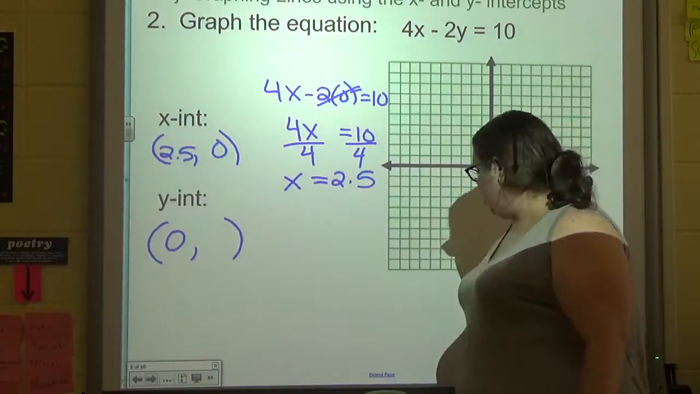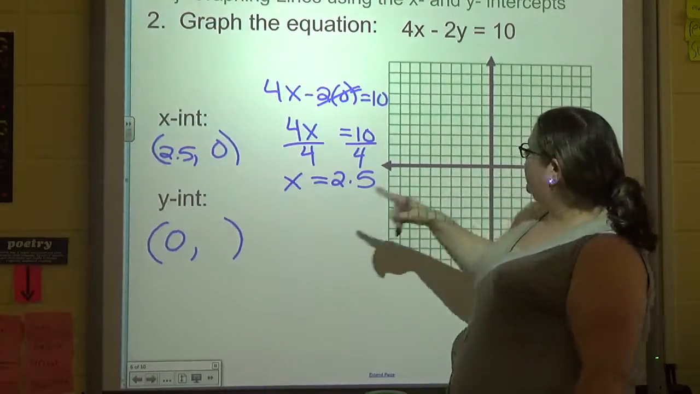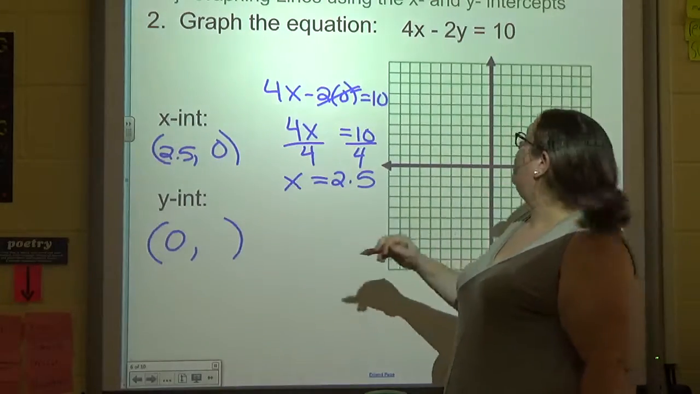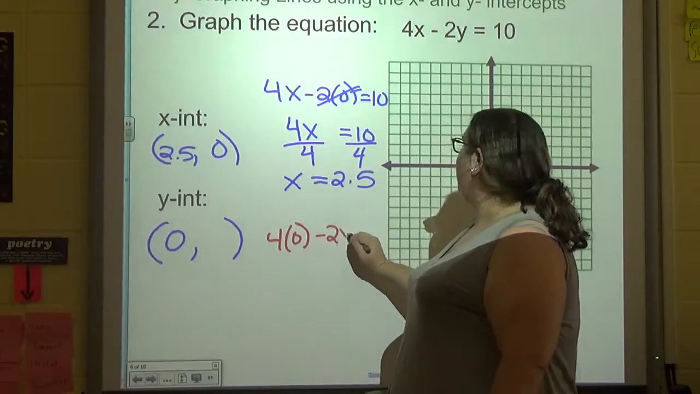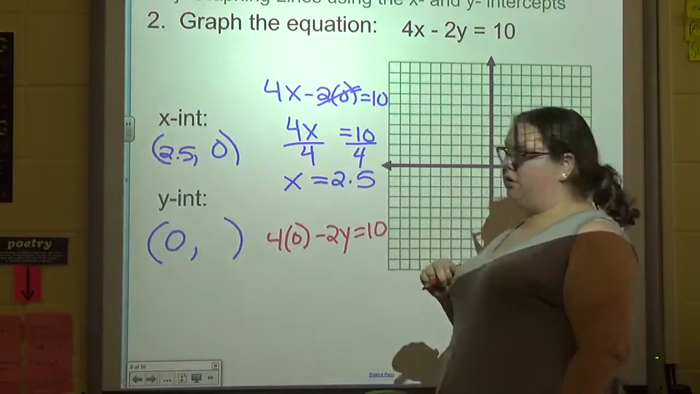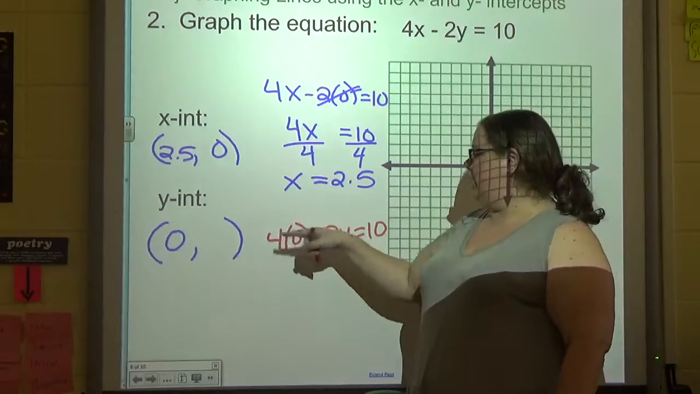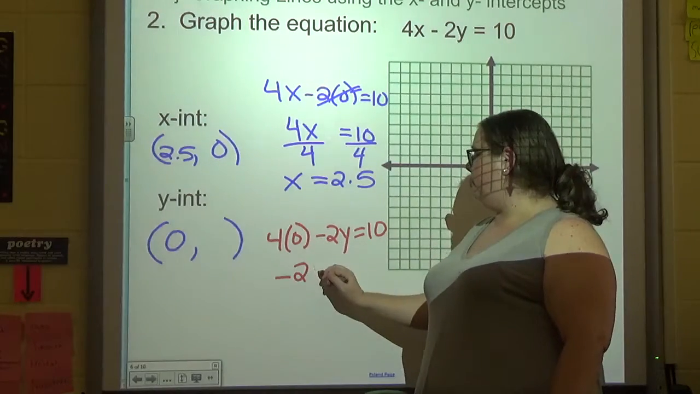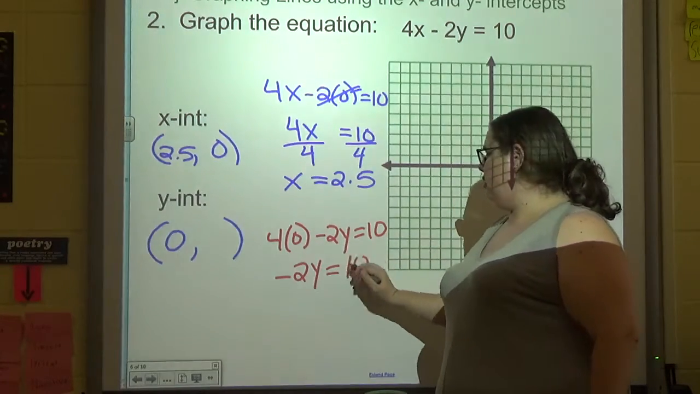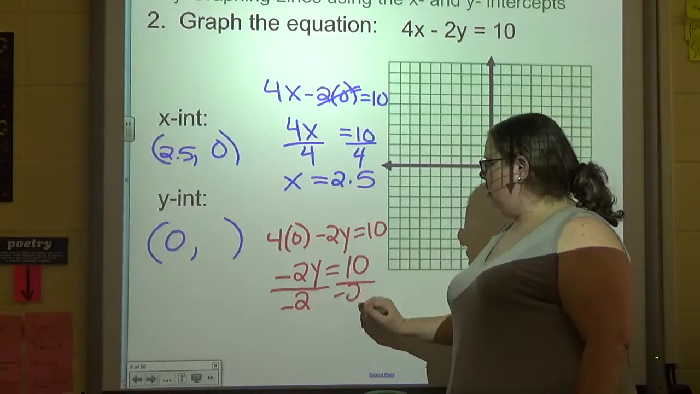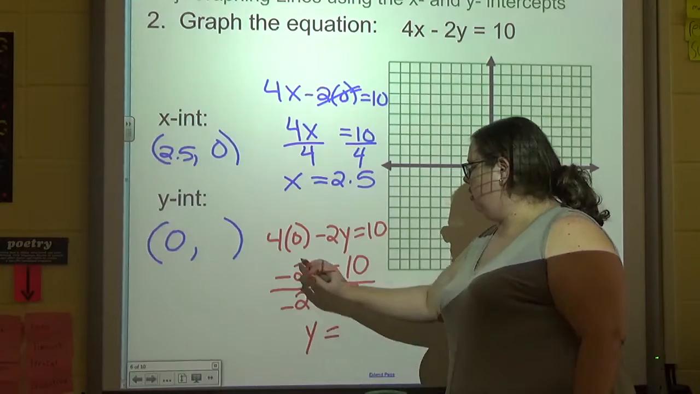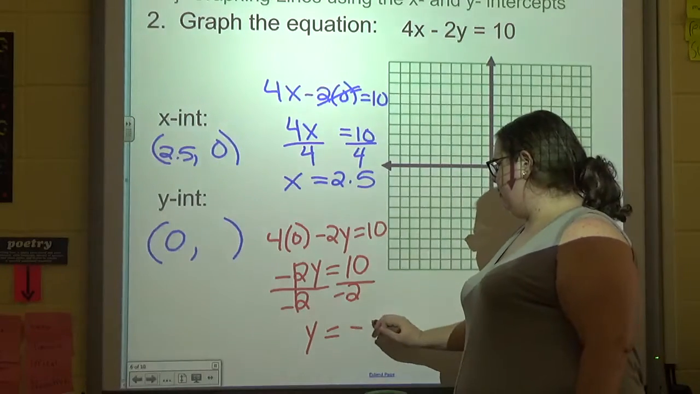Y-intercept. Let's switch colors. So this time my x is 0. So 4 times 0 minus 2y equals 10. 0 times anything is 0, so negative 2y equals 10. Divide. And y equals negative 5.